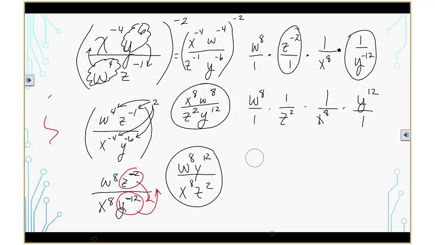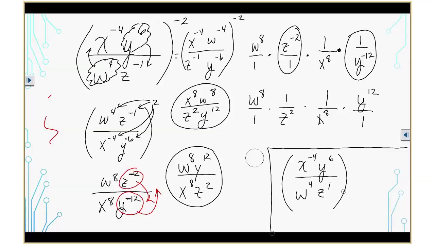What was the original problem? Somebody give me the original problem. X to the negative 4, Y to the 6, over W to the 4th, Z to the negative 1st, all raised to the negative 7? Everybody check. It is a negative 2. Okay, that's the original problem.